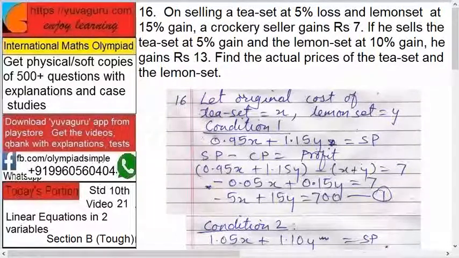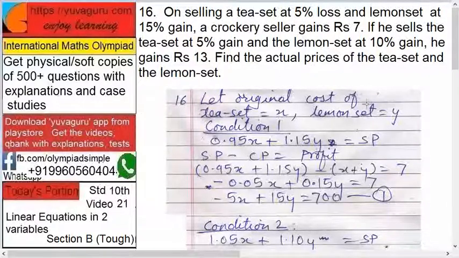Tough. Let's start. On selling a tea set at 5% loss and a lemon set at 15% gain, the crockery seller gains rupees 7. If he sells the tea set at 5% gain and lemon set at 10% gain, he gains rupees 13. Find the actual price of tea set and the lemon set. Basically two conditions are given and you have to satisfy them.